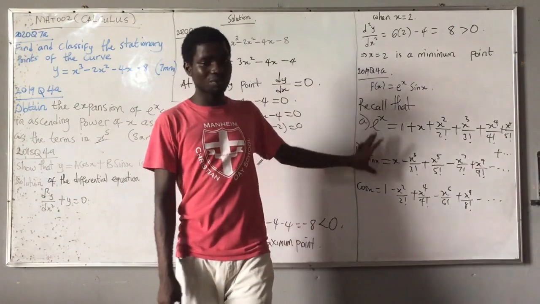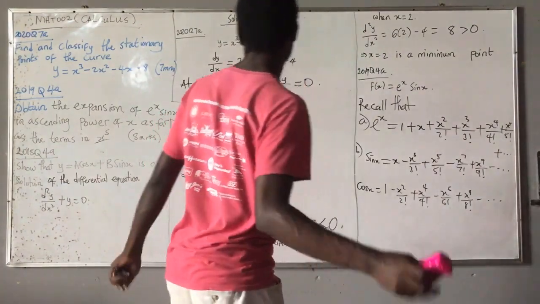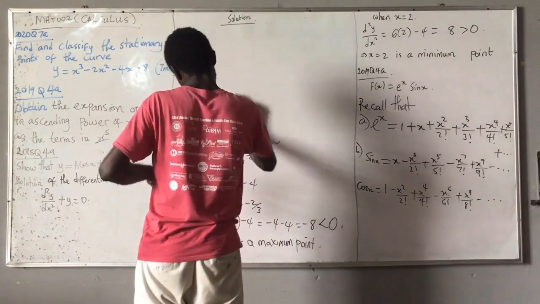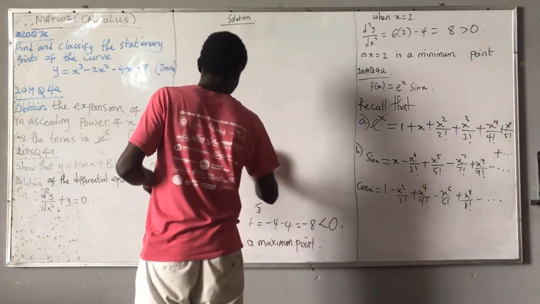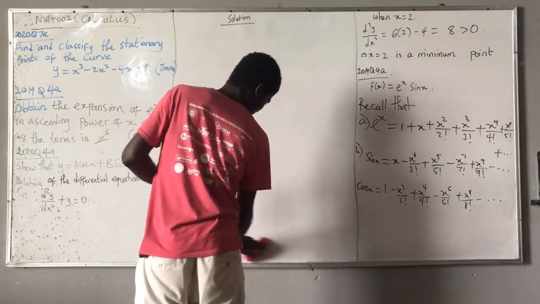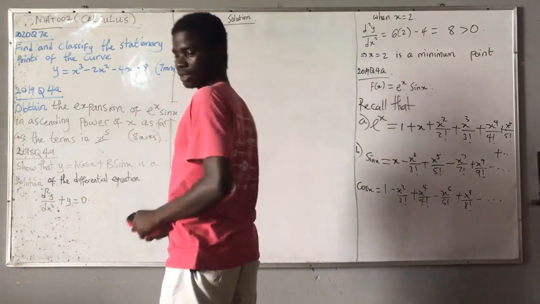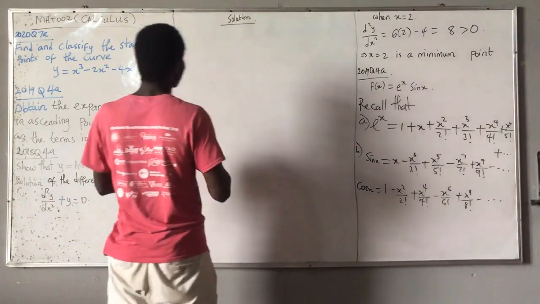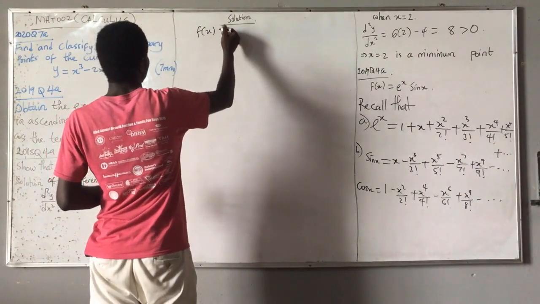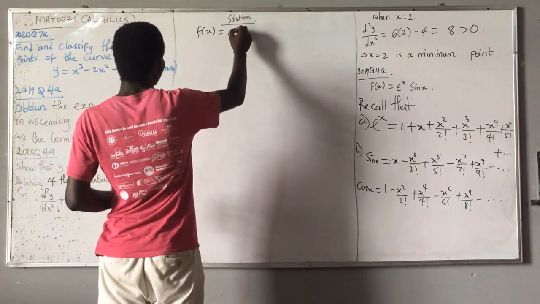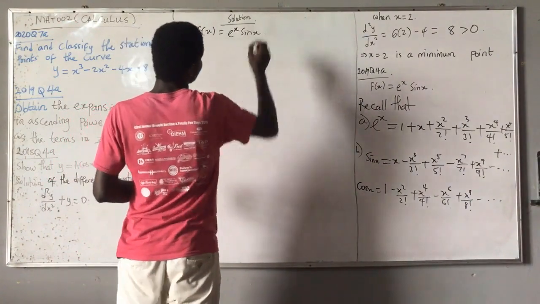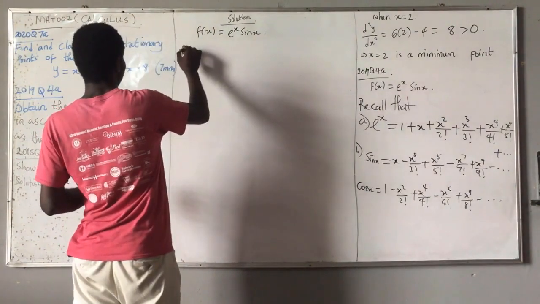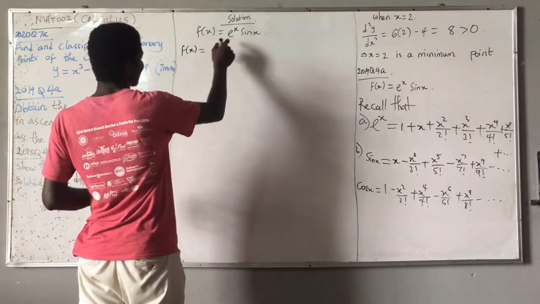Now let's come to the main business. Don't forget, this is the first method I'm showing you on how to solve this. So what we have, I have f of s to be equal to e raised to power s sin s. Multiply the two. What is e raised to power s?